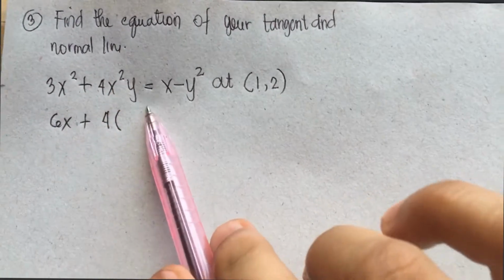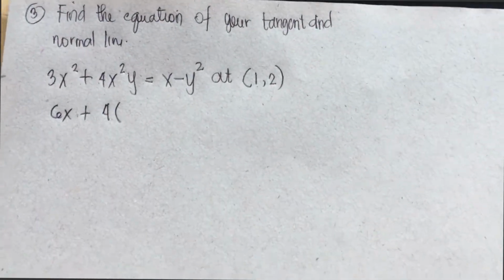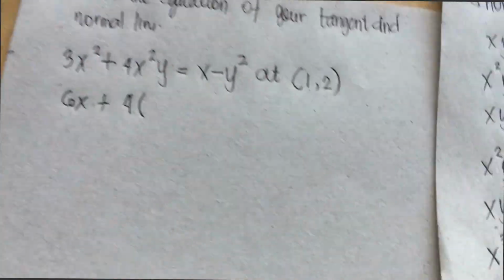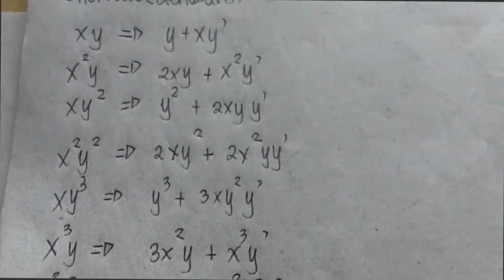So, the derivative of 3x squared, we have 6x plus 4 times, of course, remember this, x squared y, there is a shortcut of that one. Meron yung shortcut, okay? Wait, hanapin ko muna yung shortcut. Okay. So, the derivative of x squared y, looking at the shortcut, derivative ng x squared y, we have, again, ito yung shortcut mo, 2xy plus x squared y prime.